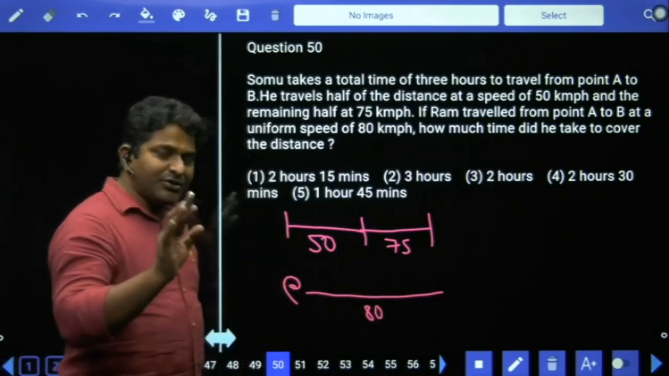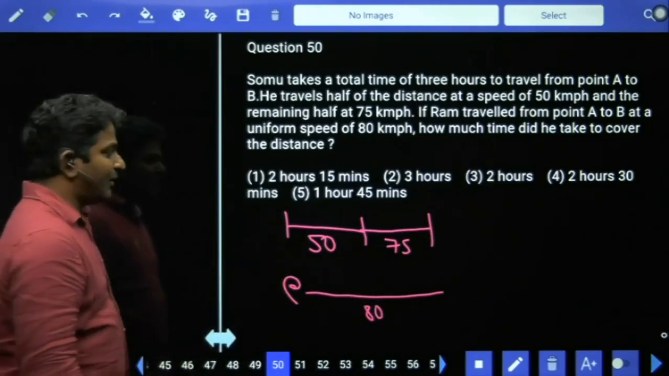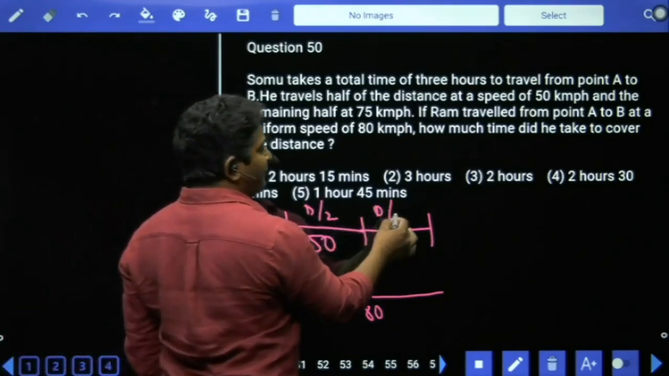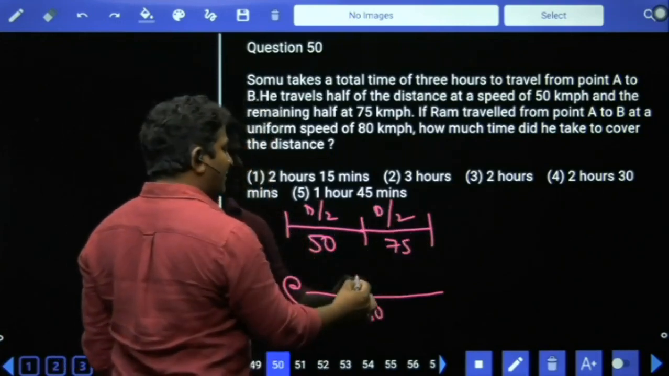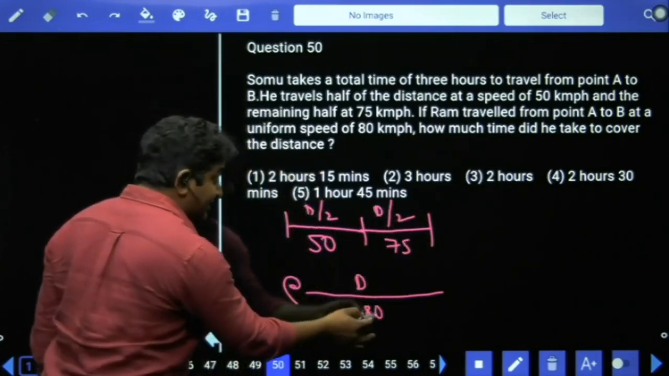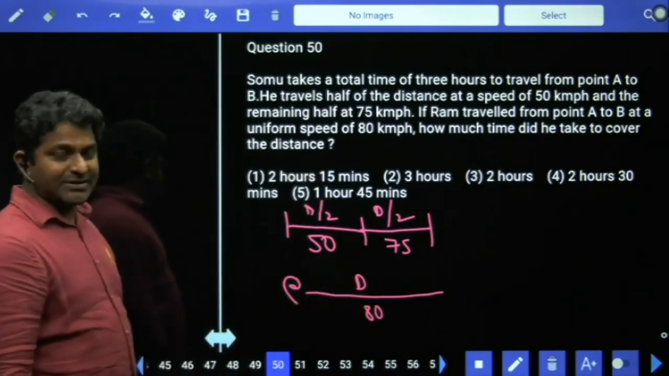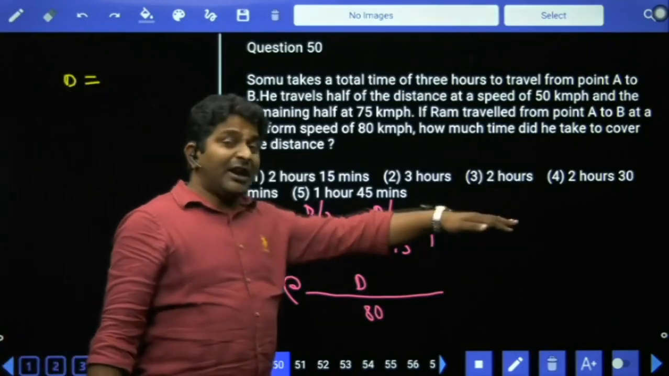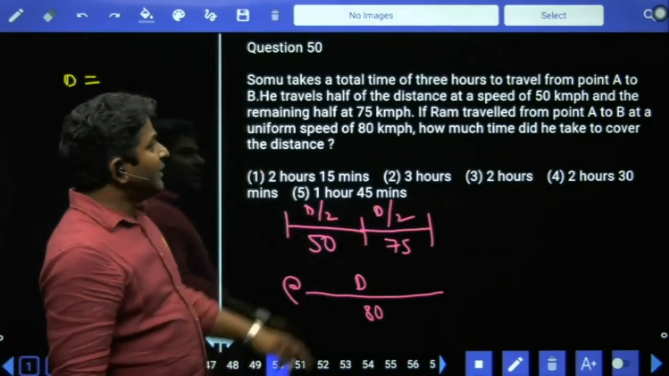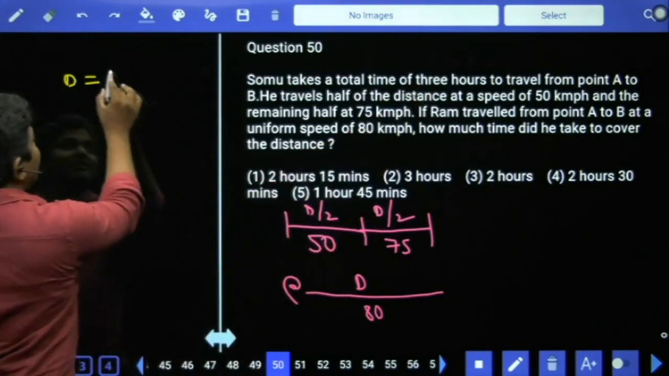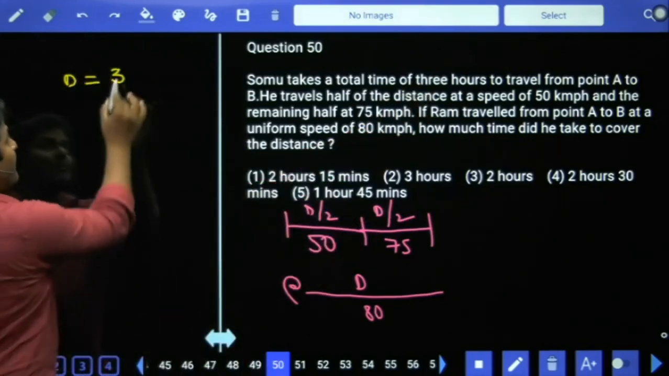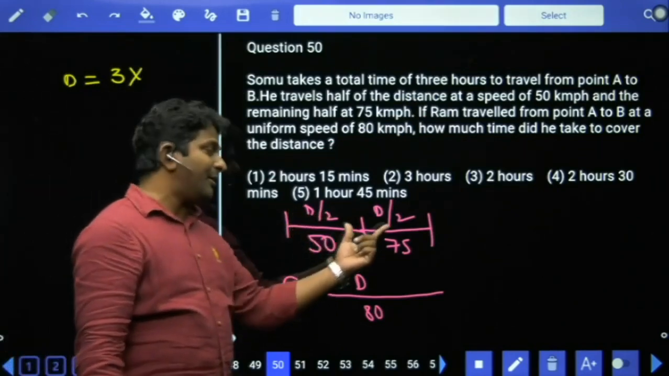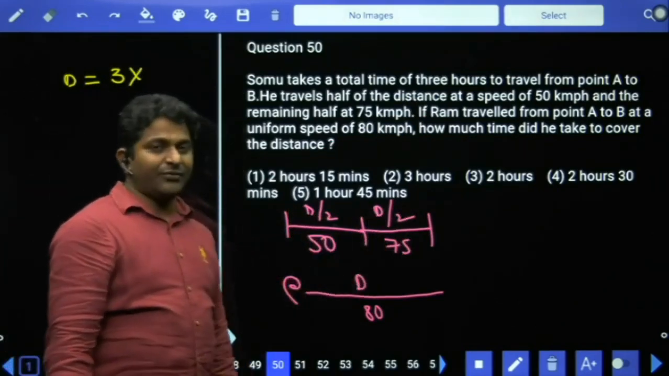So first of all, we should try to calculate how much is the distance. Half of the distance traveled at 50 km per hour, remaining half distance is traveled at 75 km per hour. Then if total distance D is traveled with 80 km per hour, how much time does it take? So distance D is equal to total speed maintained multiplied by total time. So clearly they said it is taking 3 hours time multiplied by total speed.